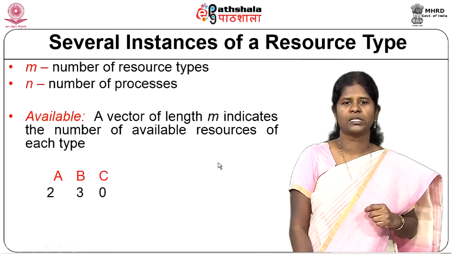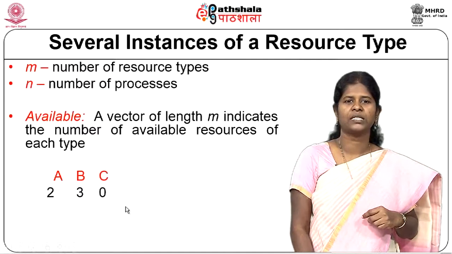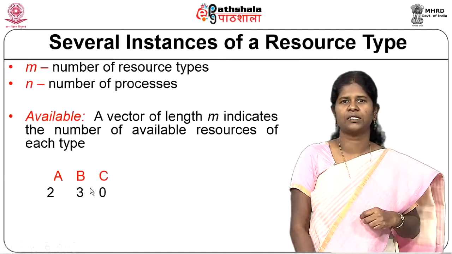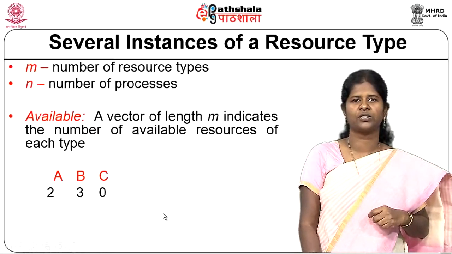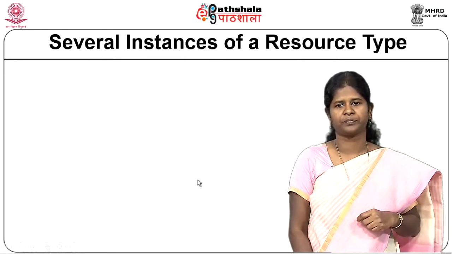And if you look at this, suppose you have a vector like this, then it says that there are 2 instances of A available, 3 instances of B available, and 0 instances of C available.